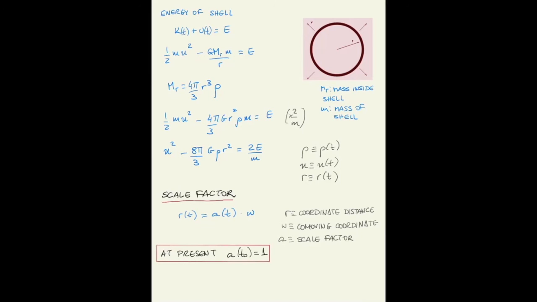Now, by convention, at present time, the scale factor is 1. So by definition, at present, the coordinate distance and the co-moving coordinate are the same. This is important because what we want to know is how to calculate the scale factor at different ages in the universe.